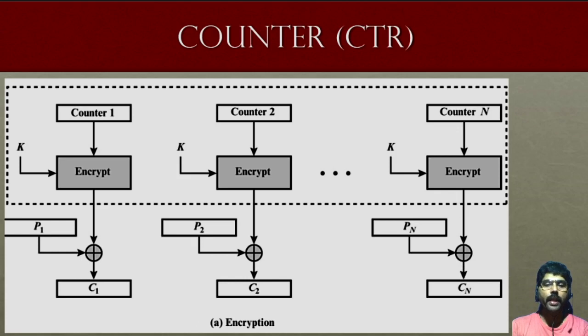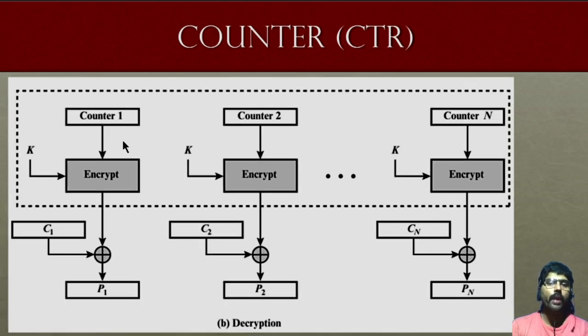Decryption is also the same. We start with the same counter and encrypt it with the same key. You get some output. That output is XORed with the cipher text. It is converted back into the first plain text block.